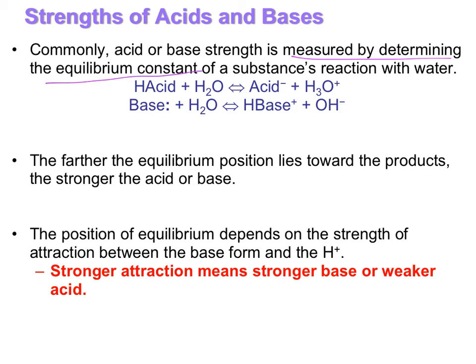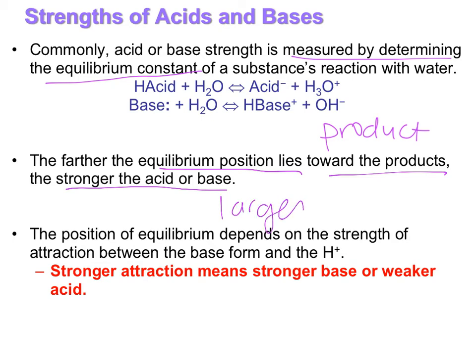So remember, equilibrium constants allow us to determine how much product versus reactant I have. If I have a big Kc value, that means I have a lot of product on that numerator, right? Allowing you to calculate that really large Kc value. So the farther the equilibrium position lies towards the products, the stronger the acid or the base. So larger Kc means stronger acid or base.